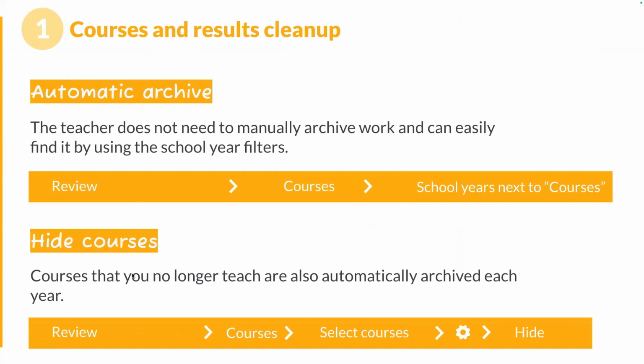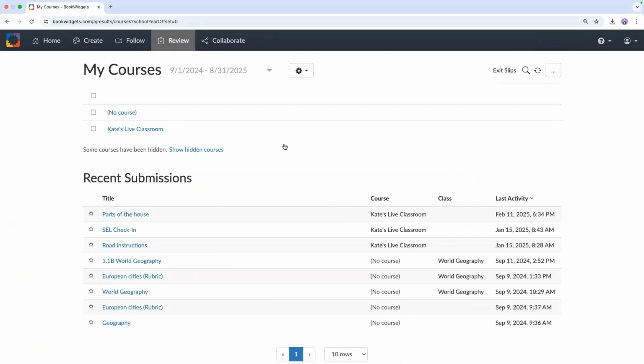And then you can also hide courses. So courses that you are no longer teaching, they are also automatically archived each year. So if you go to review courses, select your courses and the gear icon, and then select them to hide. So we'll go here. And if you need to see courses that have been hidden, you can show hidden courses. So I'm going to select Kate's Live Classroom. Go to the gear icon. I'm going to select hide.